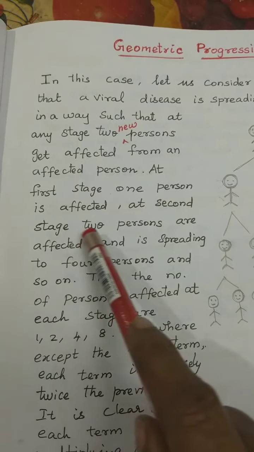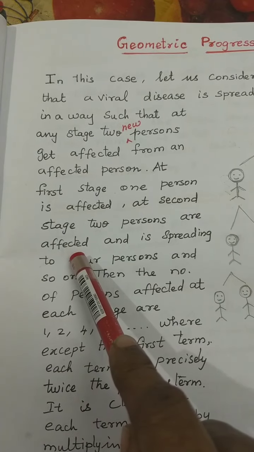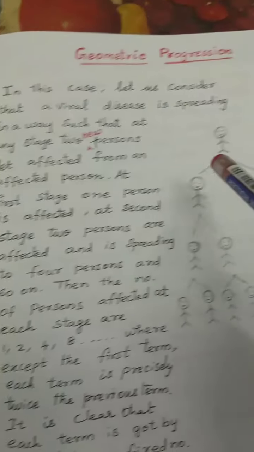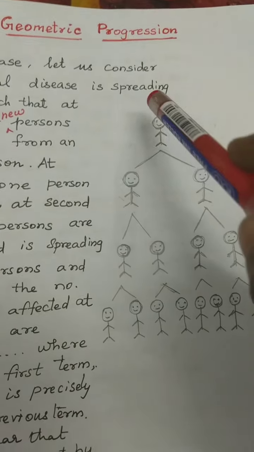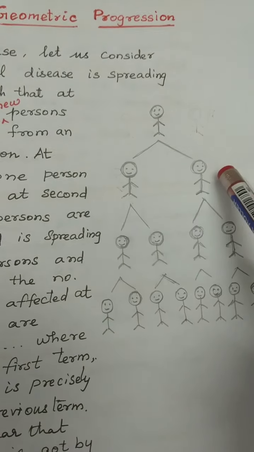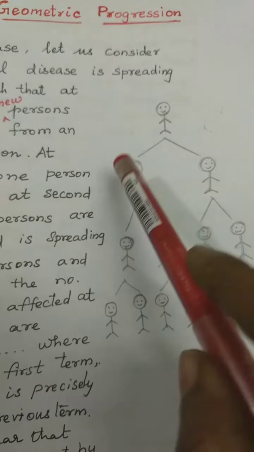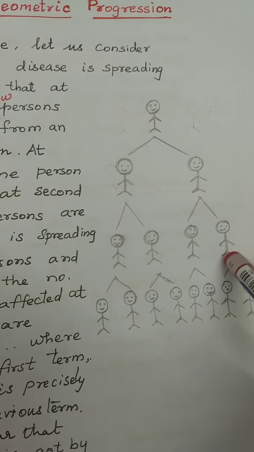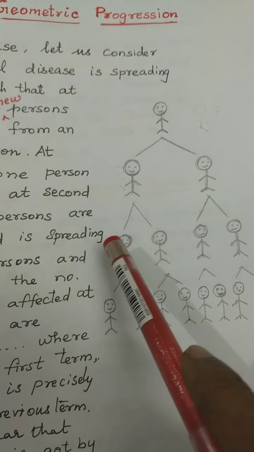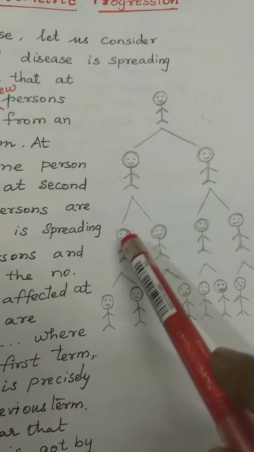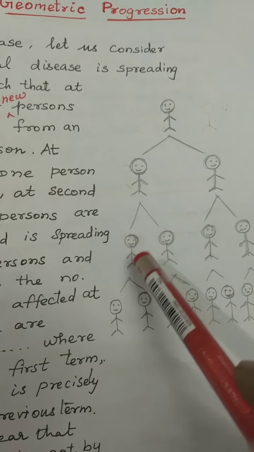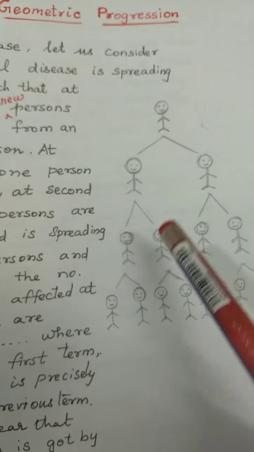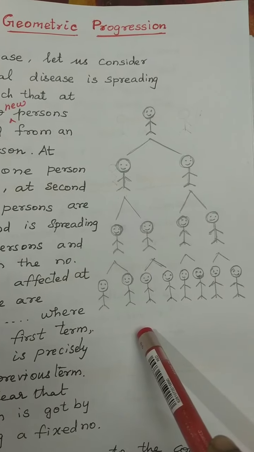At second stage two persons are affected and are spreading to four persons because each one is spreading to two persons. First one person is spreading the viral disease to two persons. Then again this one person is spreading to two persons. Another person is spreading to two persons. Here four persons are here. Each one is spreading the disease to two persons. So 1, 2, then 4 and 8.